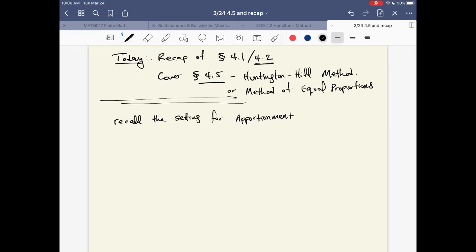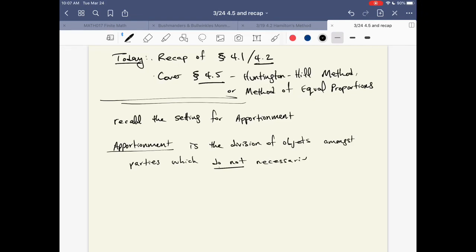So, recall the setting for apportionment. What is apportionment? Apportionment is the division of objects amongst parties which do not necessarily have equal weight. Remember, this is like a weighted fair division problem, pretty much. So when we talked about those fair division problems, technically we could have been talking about them as apportionment problems too. It's just that it's not interesting to talk about apportionment when everybody is weighted equally, because then we might as well just say division. That's kind of the root of the word here.